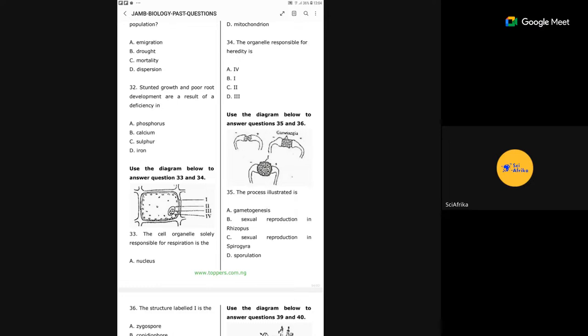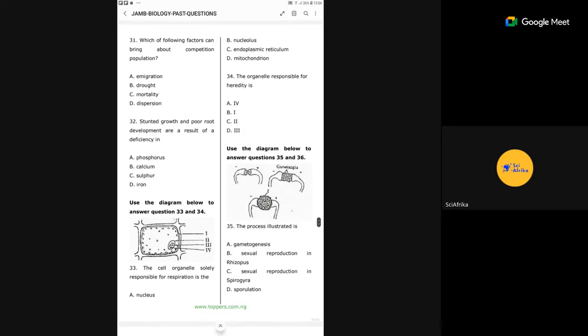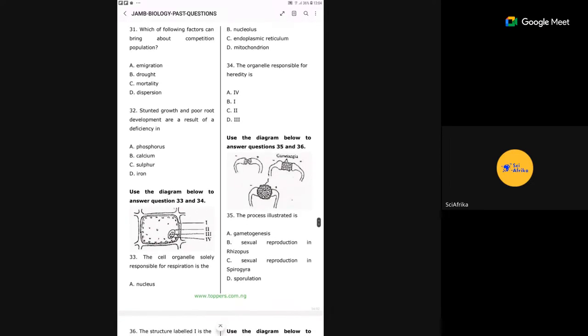Look at the diagram again. The cell organelle solely responsible for respiration is what? We have the nucleus, the nucleolus, the endoplasmic reticulum, and the mitochondrion. So the answer here is the mitochondrion.